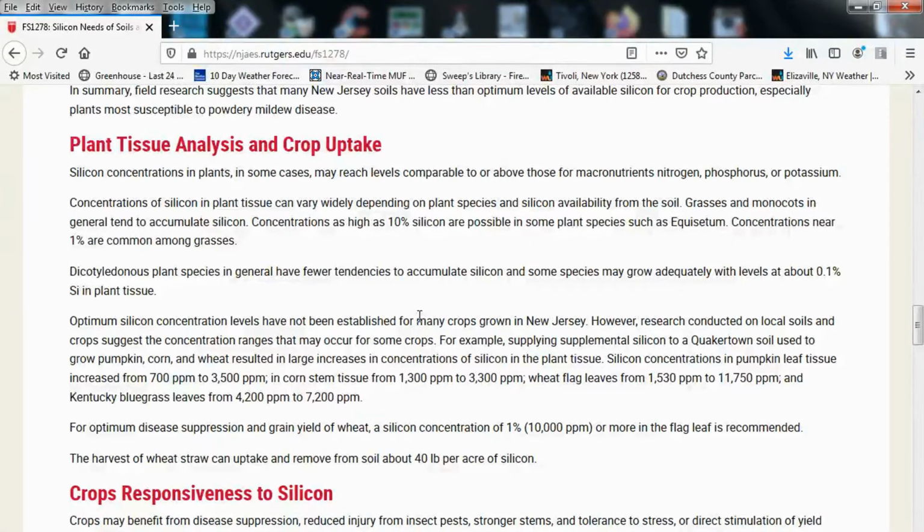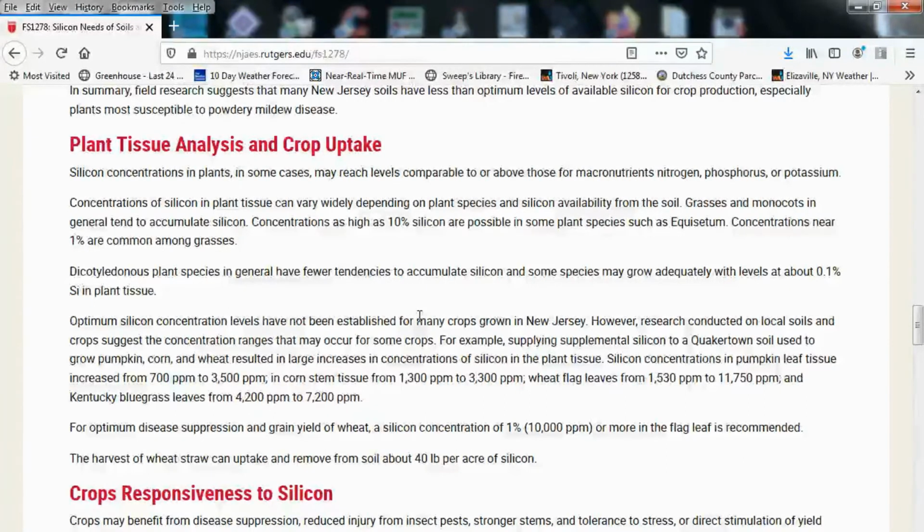For example, supplying supplemental silicon to a Quakertown soil used to grow pumpkin, corn, and wheat resulted in large increases in concentration of silicon in the plant tissue. Silicon concentrations in pumpkin leaf tissue increased from 700 parts per million to 3,500 parts per million. In corn stem tissue from 1,300 parts per million to 3,300 parts per million. Wheat flag leaves from 1,530 parts per million to 11,750 parts per million. And Kentucky bluegrass leaves from 4,200 parts per million to 7,200 parts per million.